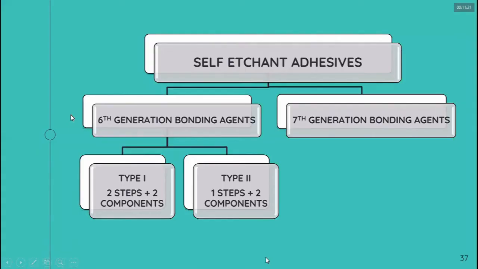Self-etch adhesives are of two types, that is, 6th generation bonding agent and the 7th generation bonding agent. Further, the 6th generation bonding agent is divided into type 1 and type 2. Type 1 has two steps, two components, and type 2 has one step and two components.